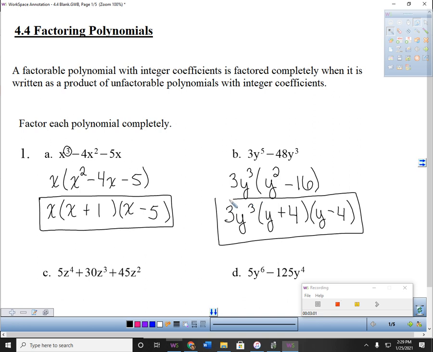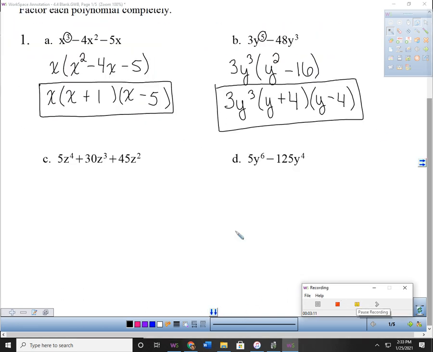And if we add up the degrees of each factor, this is 3, 1, and 1. That makes 5. So on part C, I notice that I have a common factor of 5, and I can also take out a z squared. So 5z to the fourth divided by 5z squared gives me z to the second. 30z cubed divided by 5z squared gives me 6z. And 45z squared divided by 5z squared gives me 9.